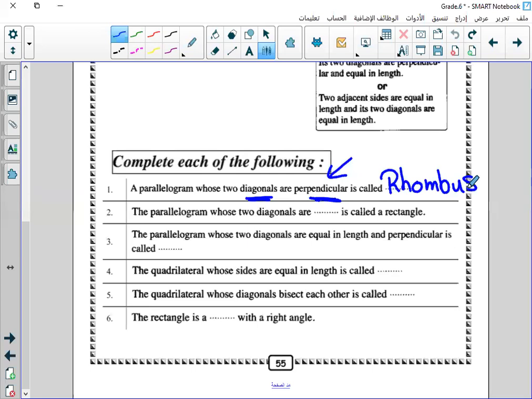Number two, the parallelogram whose two diagonals are what is called a rectangle. Who can answer? Yassine, you can answer. Equal in length. Excellent. Then we will write that the parallelogram whose two diagonals are equal in length only is called a rectangle.